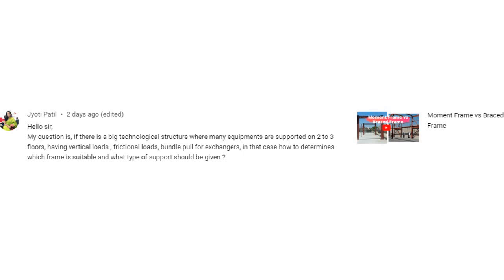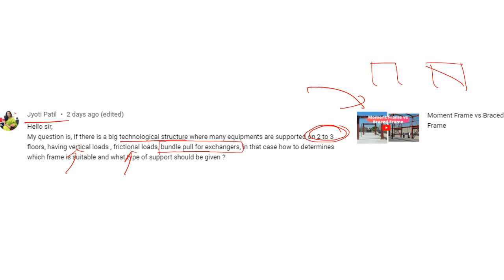Okay guys, recently one of you, after watching the video on moment frame versus brace frame, asked a question: if there is a big technical structure where there is a lot of equipment mainly supported at the top tiers of the frame, in that case definitely they will have vertical loads, frictional load and bundle pull for exchangers. I am highlighting this one because that will be cleared in a few minutes.